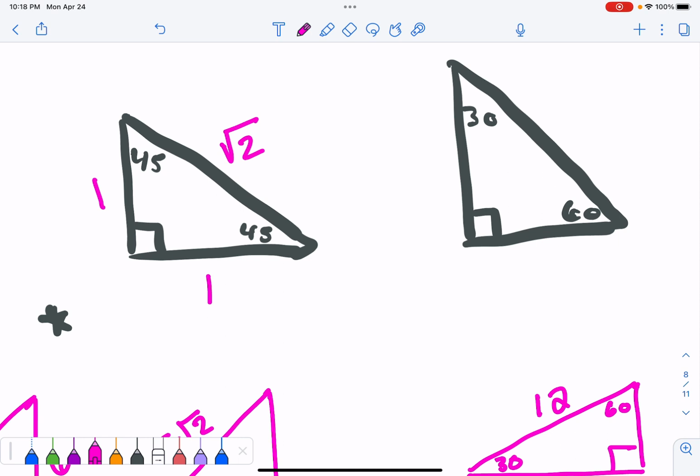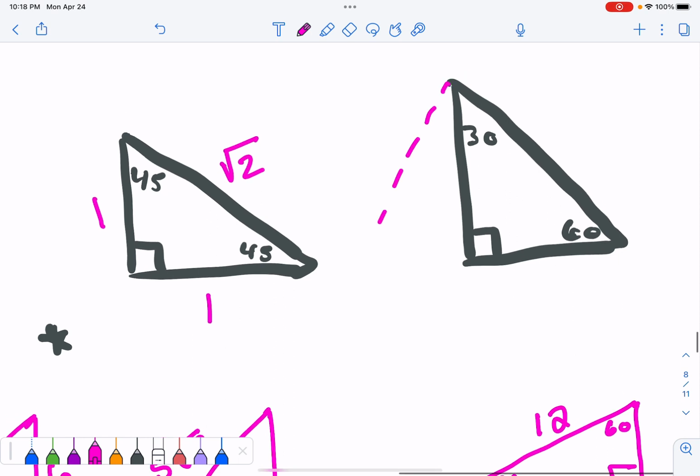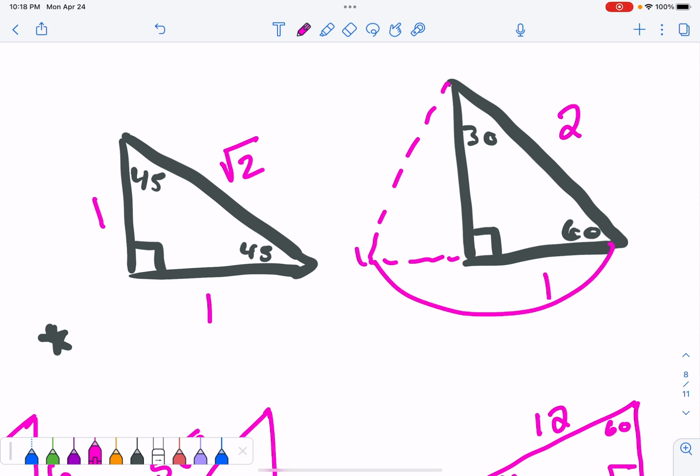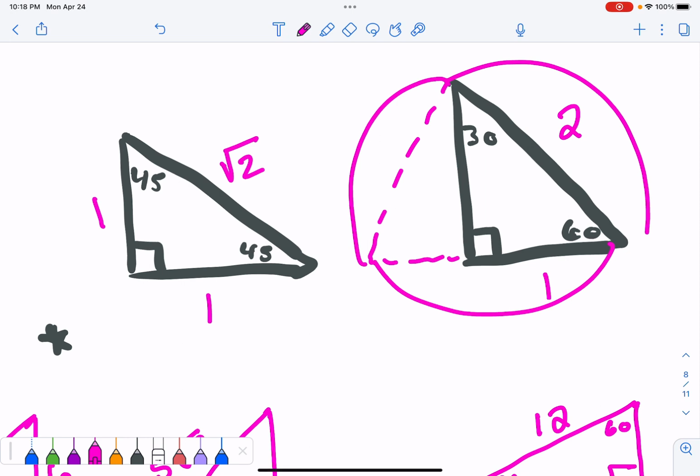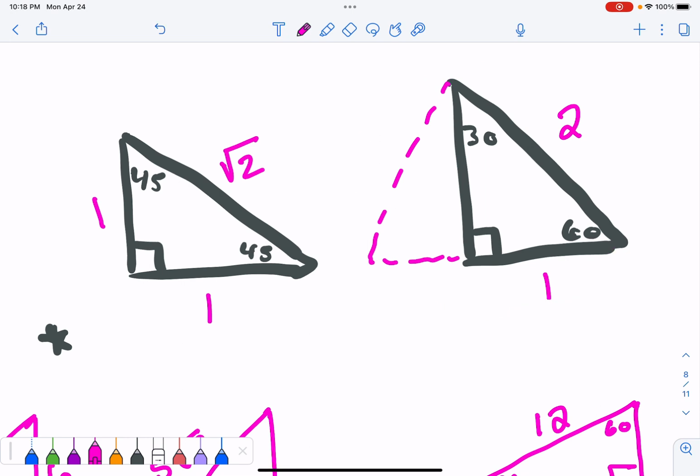Now, 30, 60, 90, I always think of as an equilateral triangle, right? Where if this side is 1, this is double that, because this would be 2, this would be 2, this would be 2. So this side is 1, 2, and then the square root of 3, okay?